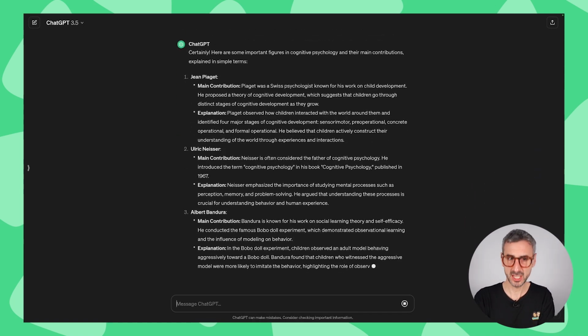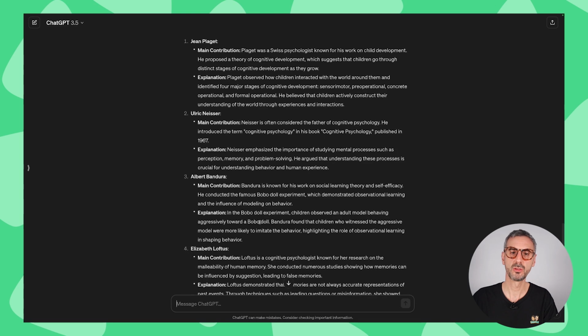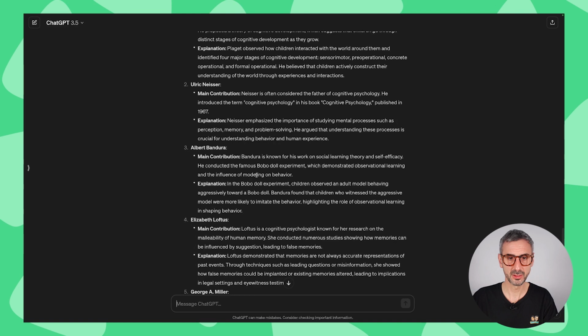So the first one is Jean Piaget, okay, with his main contribution. Piaget was a Swiss psychologist known for his work on child development. Okay, so a little bit of explanation. The second psychologist is Ulrich Neisser. Main contribution: Neisser is often considered the father of cognitive psychology. He introduced the term cognitive psychology in his book, Cognitive Psychology. Duh. The next one, Albert Bandura. Main contribution: Bandura is known for his work on social learning theory and self-efficacy. He conducted the famous Bobo doll experiment, which demonstrated observational learning and the influence of modeling on behavior.